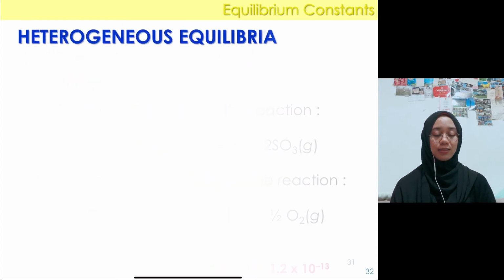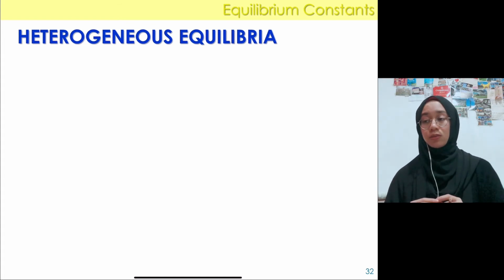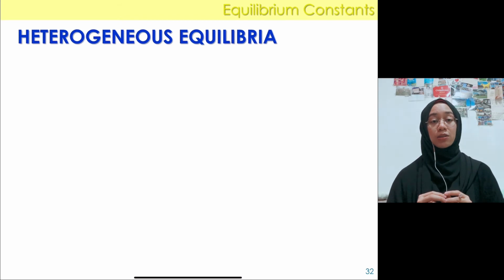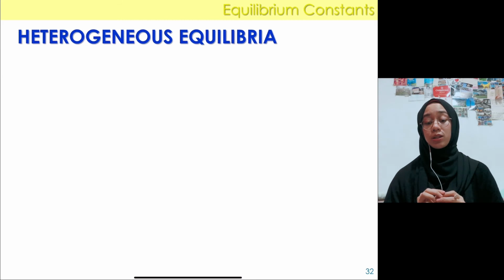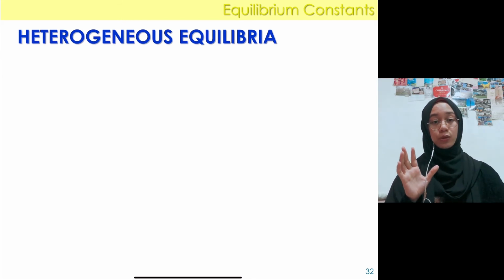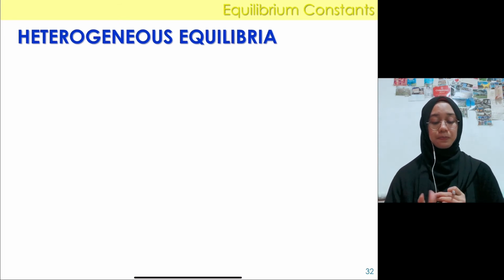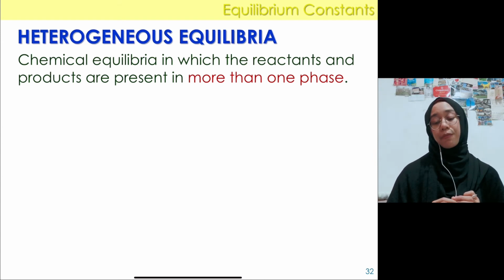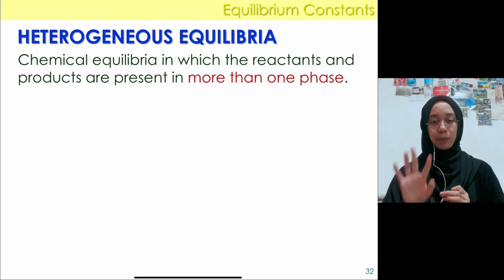Okay, and then now we finally into the heterogeneous equilibria. So just now we have learned on the homogeneous equilibria, where the phase of all reactants and also products are the same. So what about heterogeneous equilibria then? Maksud dalam satu equation tu, kamu akan nampak pelbagai phase. Okay, so the chemical equilibria in which the reactants and products are present in more than one phase. Bermaksud dia bukannya semua gas, bukannya semua liquid, bukan semua solid, tapi mungkin dia campur-campur.